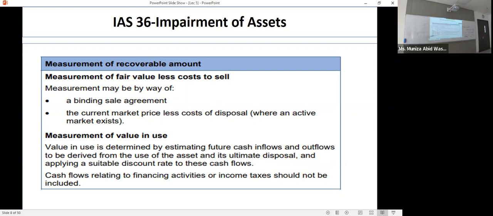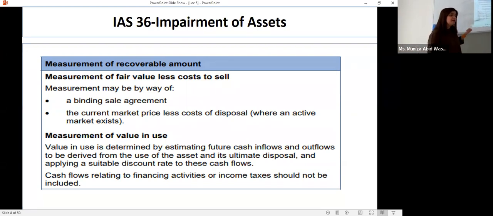How are you going to consider the selling price or the estimated selling price of the asset under consideration? Obviously there would be some kind of evidence created in order to determine its selling price. So that evidence would be a binding sale agreement. That binding sale agreement will tell you how much the estimated selling price of the asset is. Got it? And the current market price less cost of disposal where an active market exists.